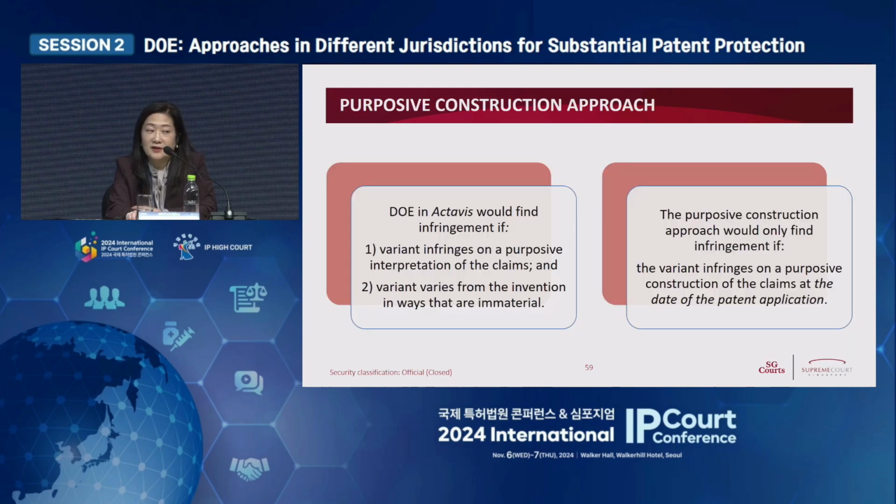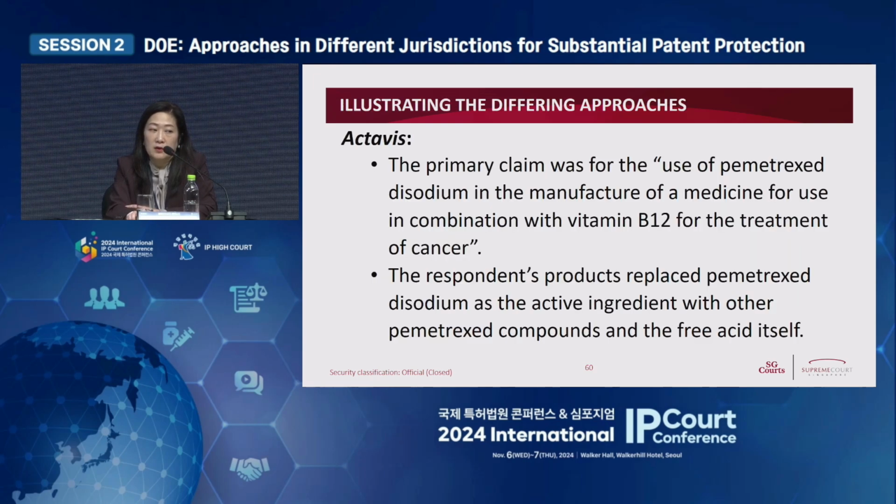So there is a difference in the approach, right? If you see from the Actavis case itself, it could well be that this new variant may not be within the four corners of the claim, but it could be something that would be considered non-inventive. Because in Actavis, the primary claim was for the use of a particular chemical, and the respondent's products replaced that chemical as the active ingredient with other compounds that were similar. So it's an issue for discussion even in Singapore whether the Patents Act should be amended.